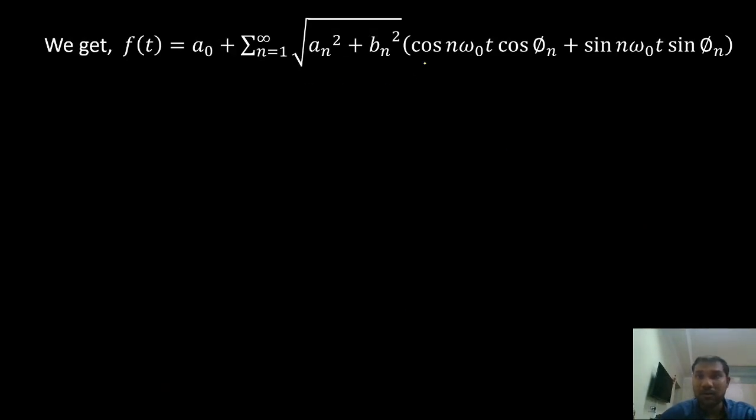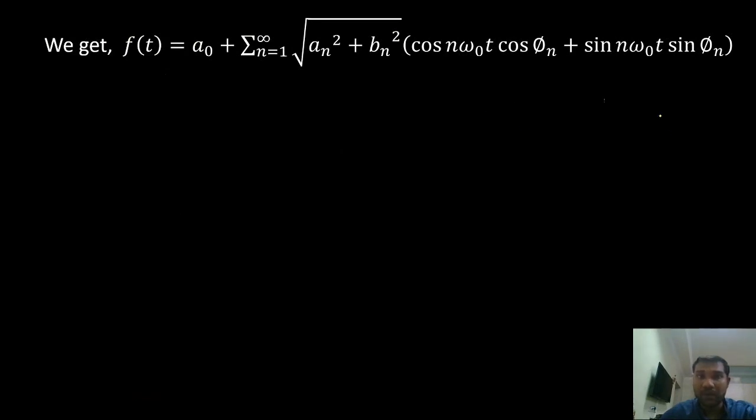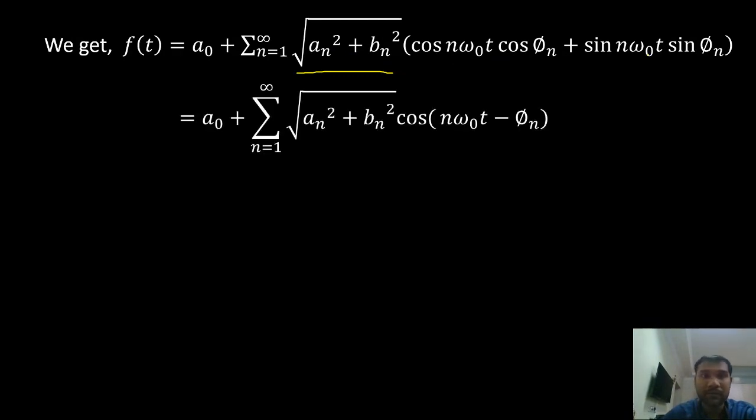So this is my expression. f(t) is equal to a naught plus summation n equals 1 to infinity, I have a multiplicative factor of square root of an square plus bn square, and cos n omega naught t into cos phi n plus sin n omega naught t into sin phi n. So this whole thing, cos a cos b plus sin a sin b, is nothing but cos(a minus b), right? I have gotten into that form.